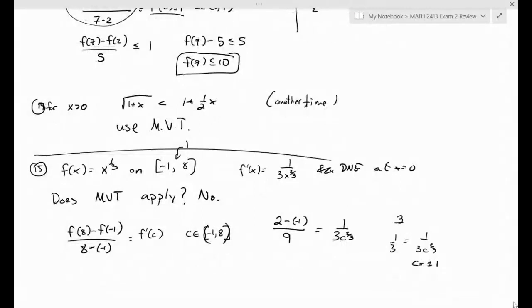Anybody a math major here? Cool. So what else did we need to talk about? Right, so constrained optimization.